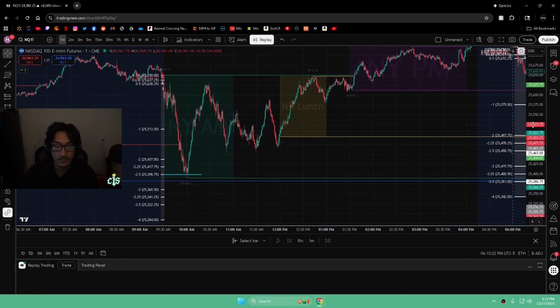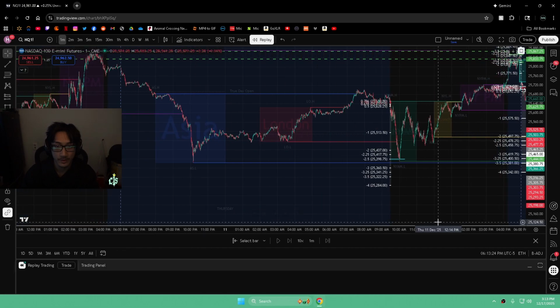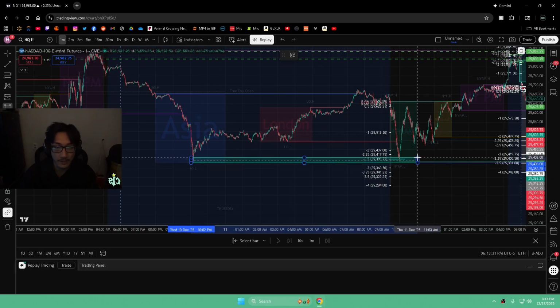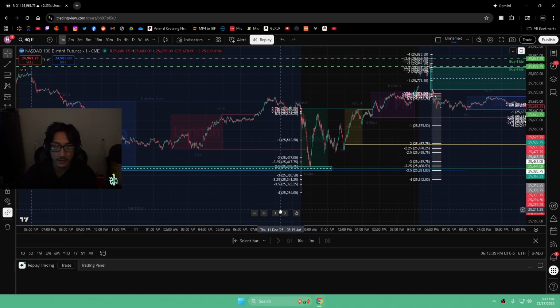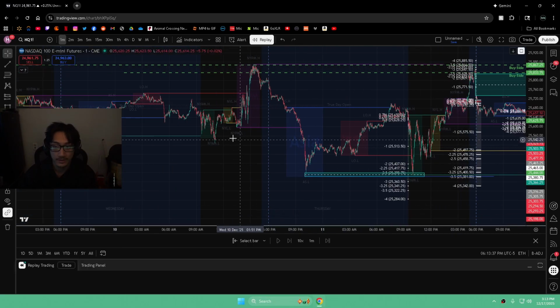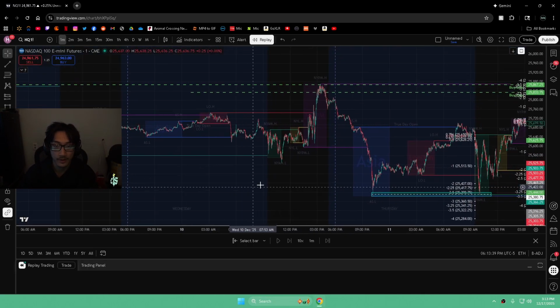Market open. We start ranging. We took out both liquidity zones. Like I said, this is an order block, so it can't go any lower. Makes sense. So it will bounce back up, and so on and so forth.